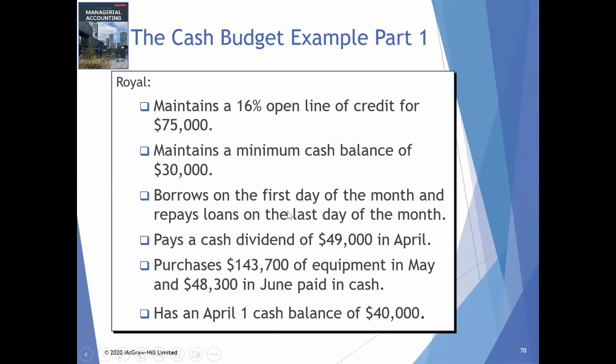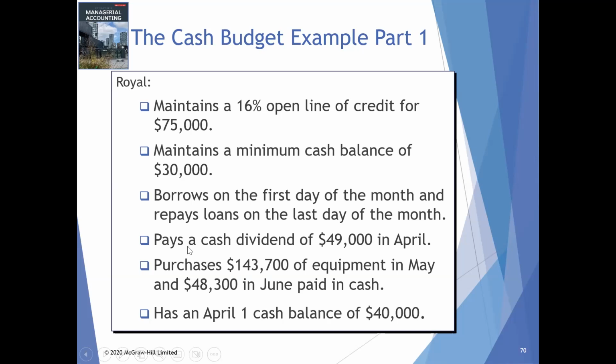Borrow on the first day of the month and repay loans on the last day of the month. It means if they are going to borrow some money, they will borrow on the very first day of the month, let's say May 1st, and repay on May 31st. So on the 1st of May, the company will take a loan if there is a deficiency, and on 31st of May it will be repaid, for a full 1 month.